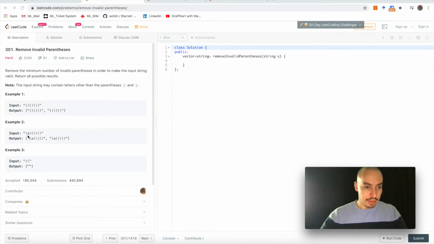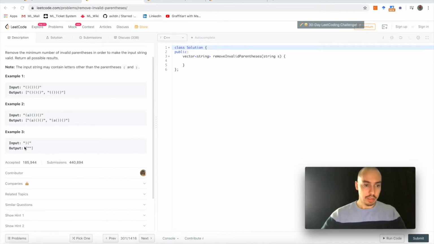Example 2 is open, letter A, close, open, close, close, open, close. And then the output would be open, letter A, close, open, close, or open, letter A, open, close, close, open, close. Here we have example 3, which results in an empty output: close, open. So basically both parentheses will be removed.